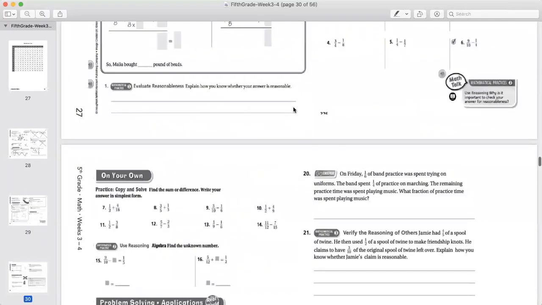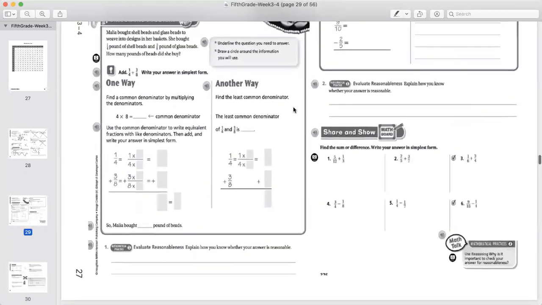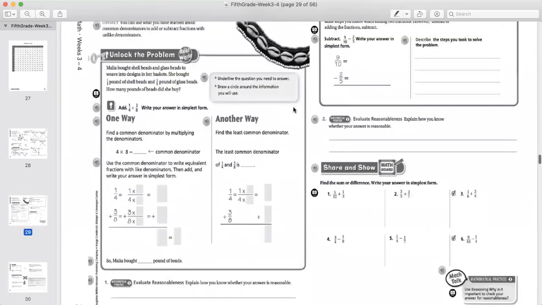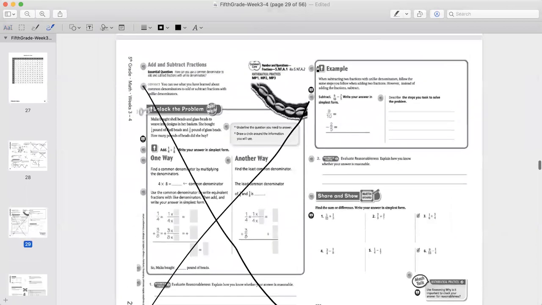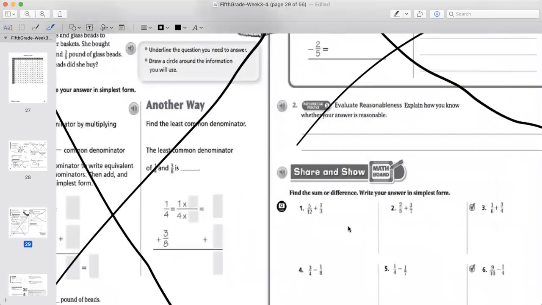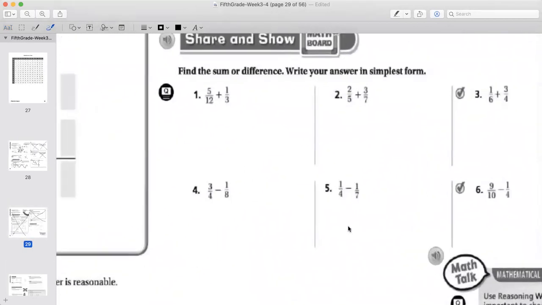All right, so in your book, this is on page 27, I believe. I'm going to cross some things out because I just don't think we need them. So we'll cross this page, and then we're only going to do half of this page. Then we're going to zoom down to this part where it says find the sum or difference. You're adding or subtracting, so you need to pay attention, and write your answer in simplest form. So this is kind of back to what we've been doing.